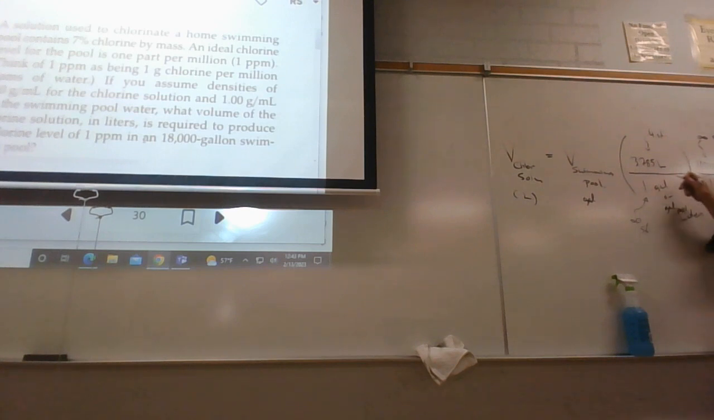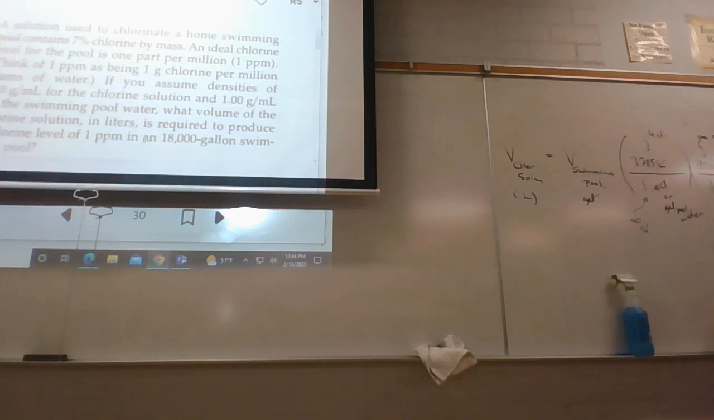Okay, so now the gallons cancel. We don't know how many gallons we have here because we're adding some chlorinating solution. The liters cancel, and now I have milliliters of pool water. Well, I can get rid of milliliters of pool water. What will get rid of milliliters of pool water? I have 1.00 grams of pool water per milliliter of pool water.